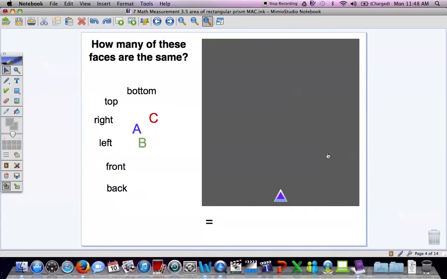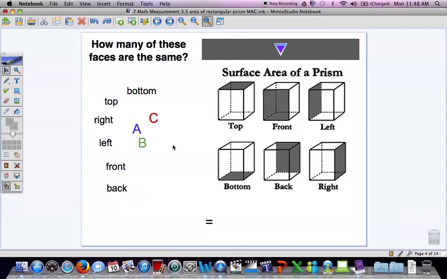The thing is, it's a little bit easier than that because some of the faces are actually the same. When you look at the top of a rectangular prism, and you look at the bottom of the prism, those are actually the same because it's the same dimensions. The front and the back are the same, and the left and the right are the same. So in reality, there's only three surfaces. There's the A, there's the B, and there's the C.